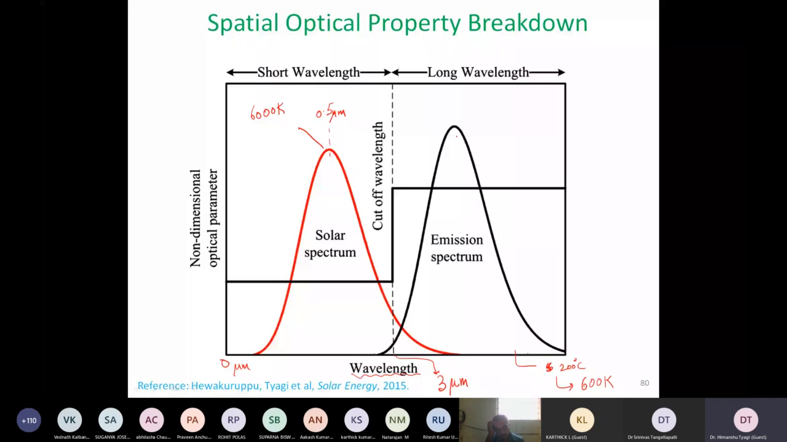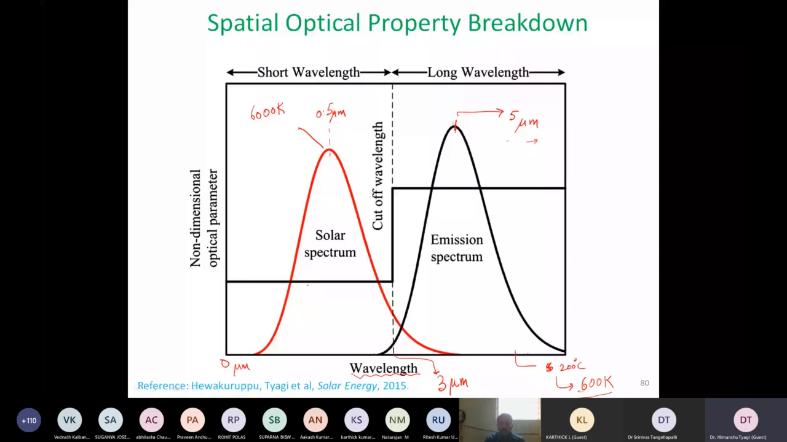So if my solar collector is operating at 600 Kelvin, which is 10 times less than the temperature of the sun, the peak wavelength will be 10 times more than the wavelength of the sun. This is a rule of thumb. So essentially, our solar collector may emit at 5 microns or probably at even higher wavelengths. What it means is that we have a very good split between the incoming solar spectrum and the outgoing emission spectrum.